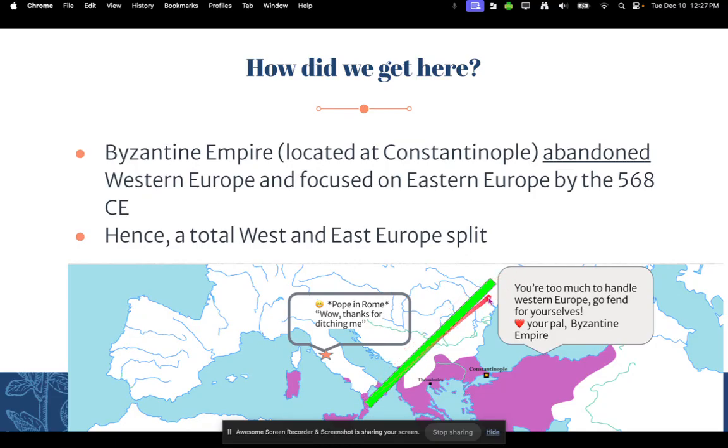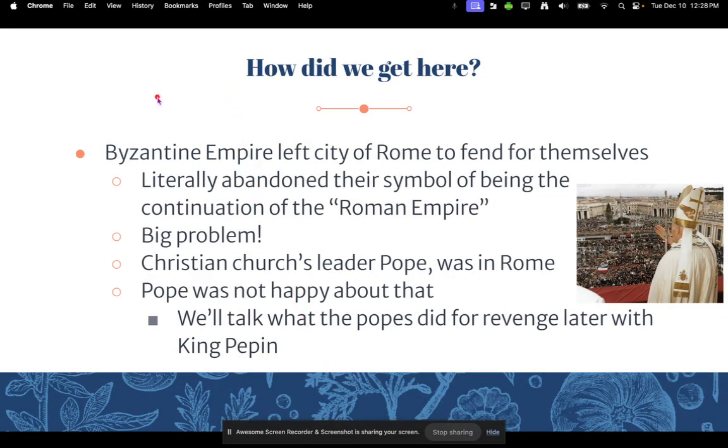So here's a little map I made up. This line here, it's not like a solid line where West and East Europe are. It doesn't really mean that, but this is kind of where it split, over here being Eastern Europe, over here being Western Europe. Again, Constantinople's in here, and Rome, which is an important city still, is over here. And the Pope is located in Rome, and we'll talk about that in just a second.